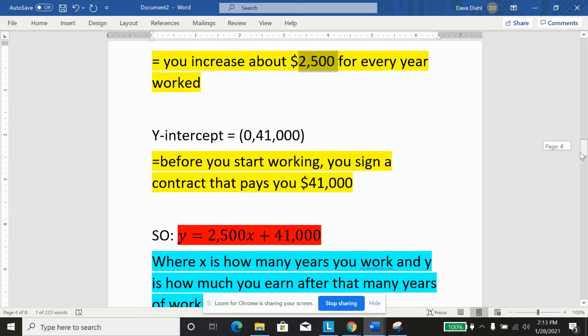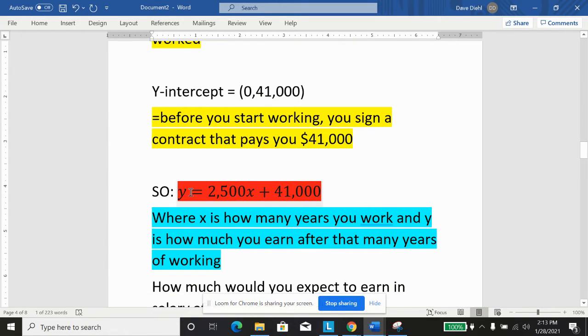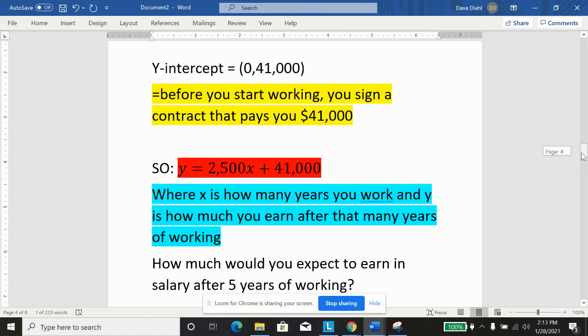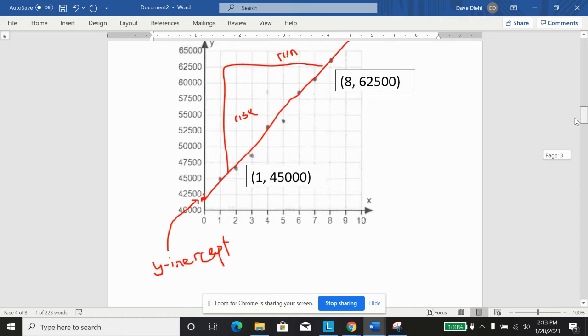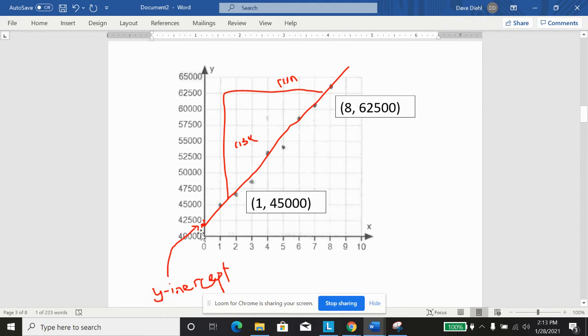So how would you write that equation? It would be about y equals 2,500 times x for every year that he works, plus the 41,000 that he got at the start. Now, what does x and y stand for? X is how many years you work. Y is how much you earn after that many years of working, which makes sense on the graph. X is years of work, Y is salary.